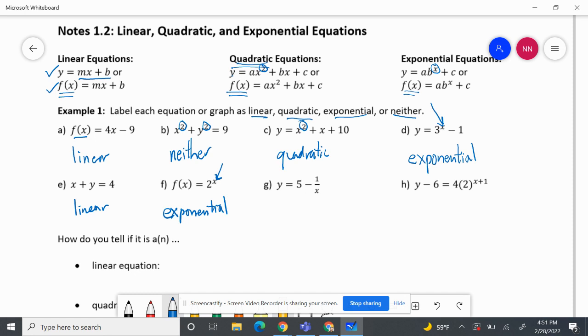Letter G, we see an x, we see a y. Notice that the x, though, is in the denominator. Technically, that's a rational. We're going to be getting into rationals much later. But once again, we're either saying linear, quadratic, exponential, or neither. So this is going to be a neither, once again, because the x is in the denominator, not the numerator. And letter H, notice that there's an x. There's also a 1, so we might think linear, but because of the x in the exponent, no matter what we add to the x or multiply to the x, because there's an x in the exponent, that makes it exponential.